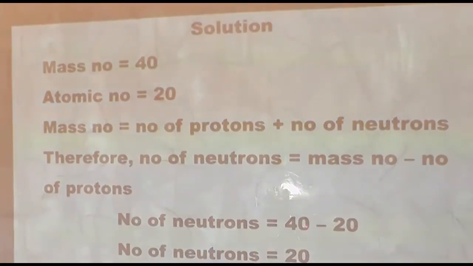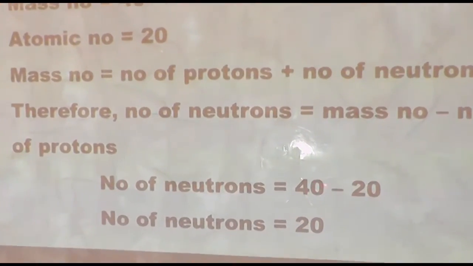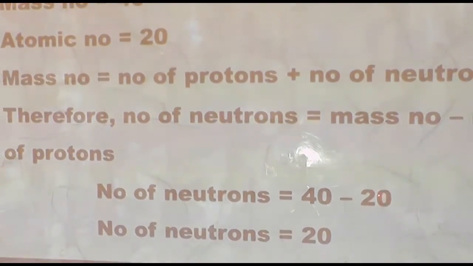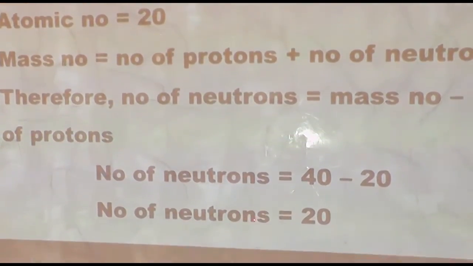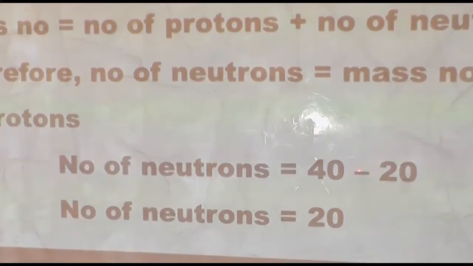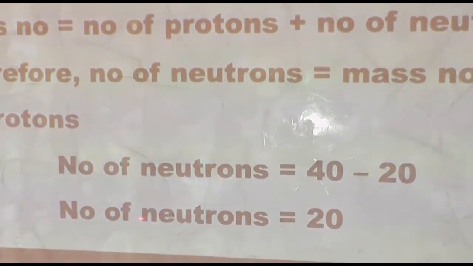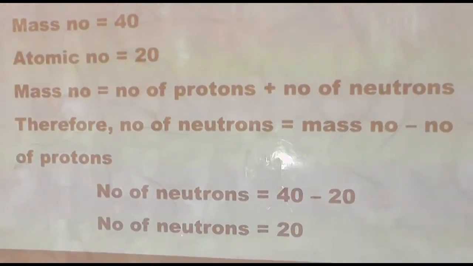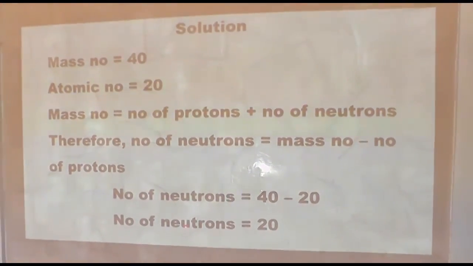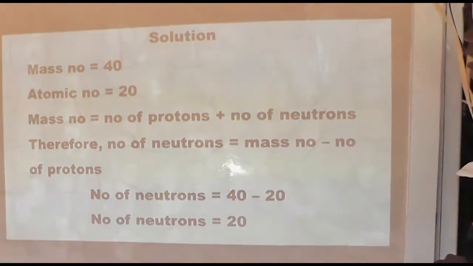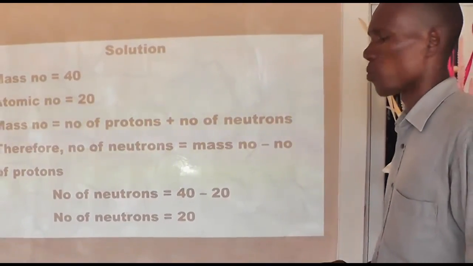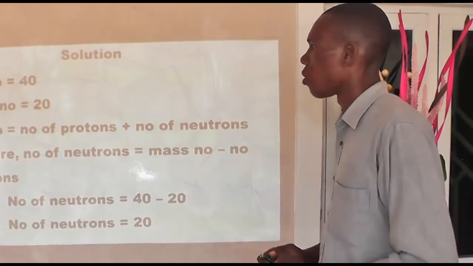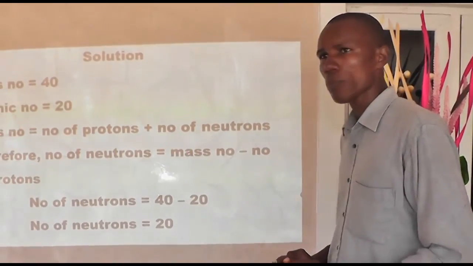And what is the mass number? 40. What is the atomic number, which is the number of protons? 20. Number of neutrons now is equal to 40 minus 20. Therefore, this atom has 20 neutrons. It has 20 neutrons, and then it has 20 protons, and then it has an atomic mass of 40.